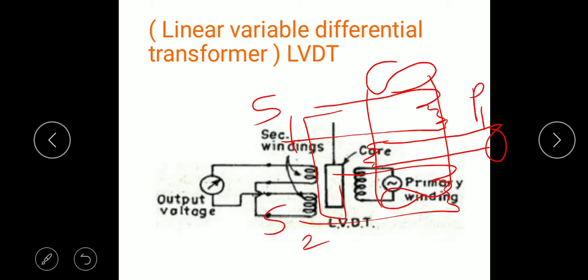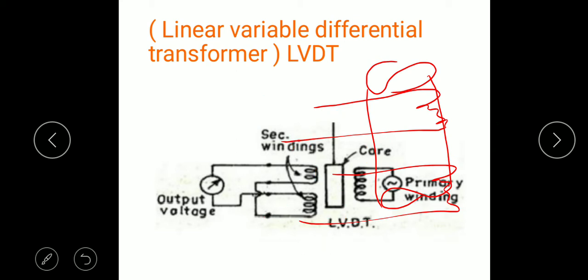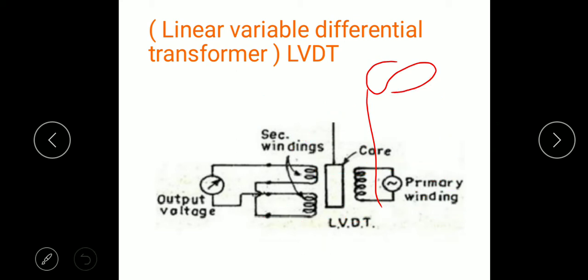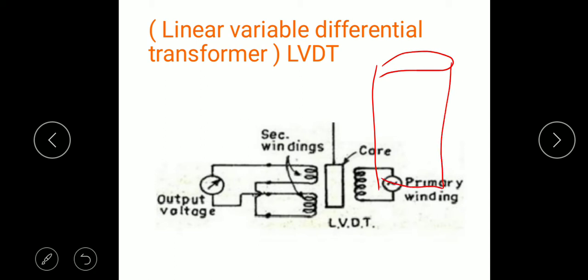I hope you understood. So I will say the two secondary windings and one primary winding is wounded on the one cylindrical portion, and inside the cylindrical portion there is the core iron plate placed. Okay, and that core metal may do the linear displacement, means the straight line motion. Okay, so this is all about the construction part of LVDT. I hope you understood. Now the second thing is how it may work.